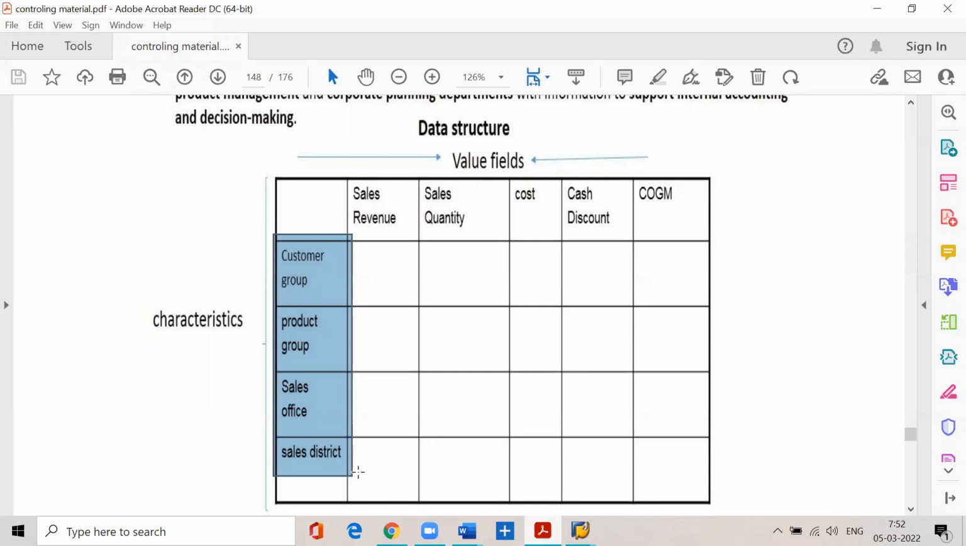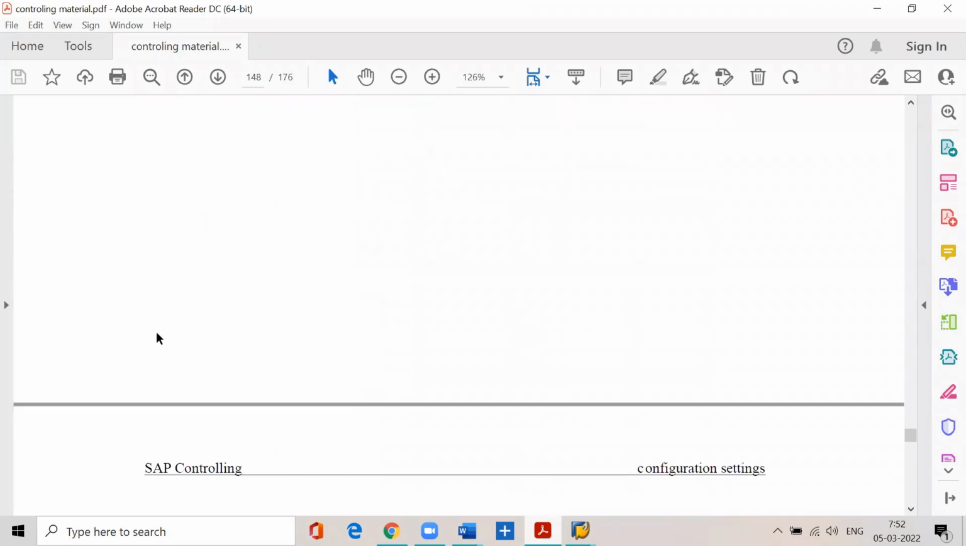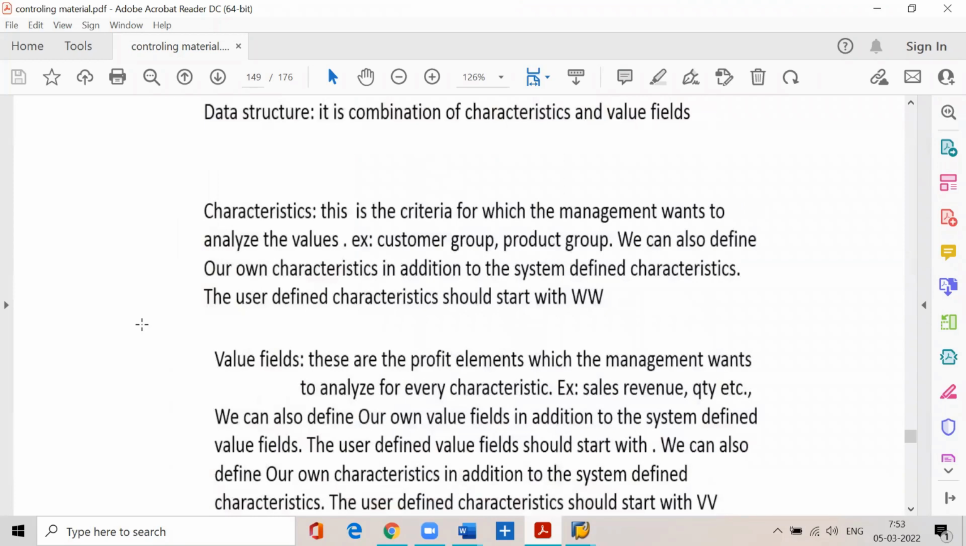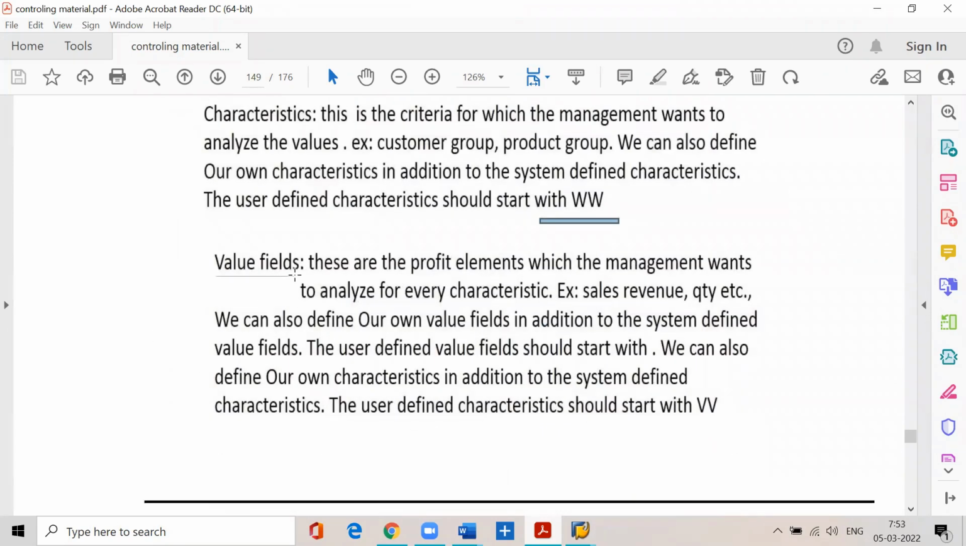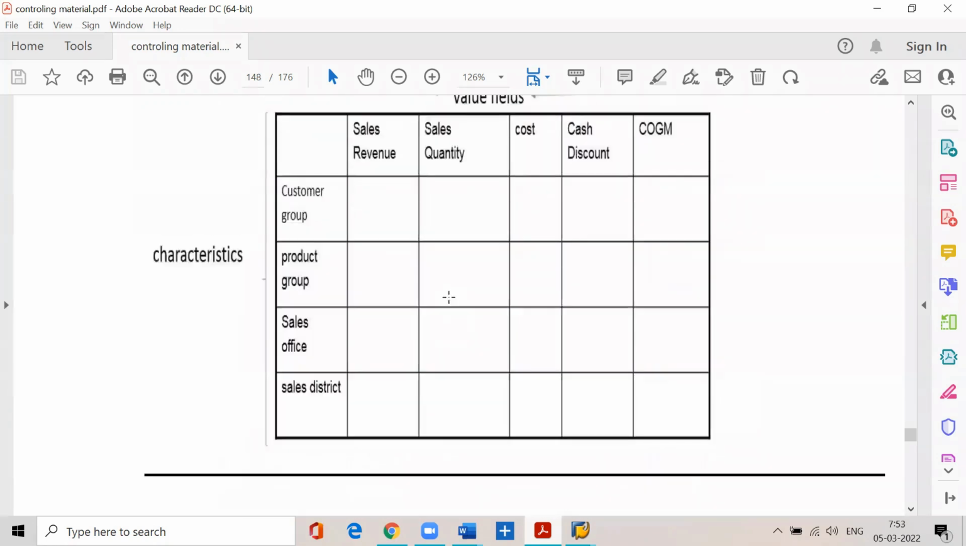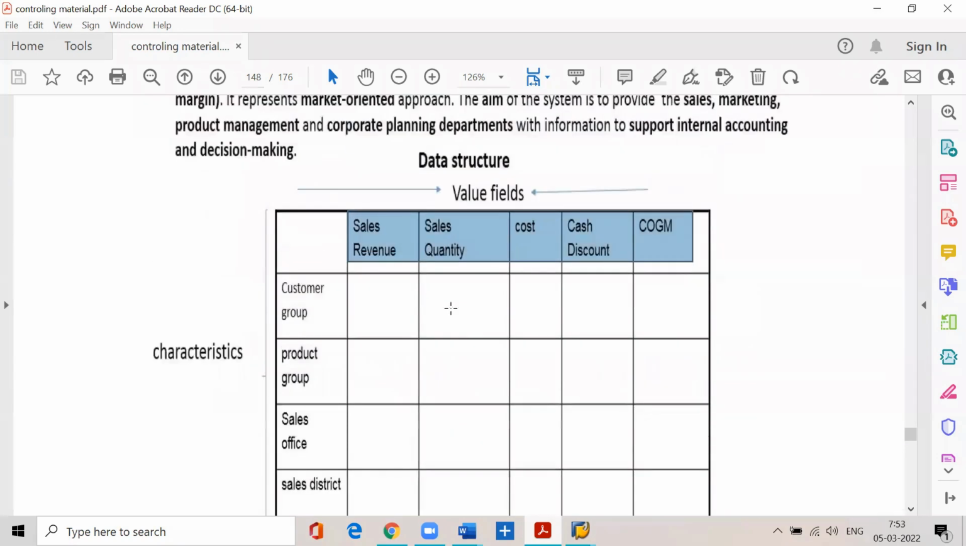We means consultants. The consultants can also define their own characteristics according to client reporting requirements. But the user-defined characteristics should start with WW. Then value fields. These are the profit elements which management wants to analyze for every characteristic. Example, sales revenue, quantity, etc. For this characteristic, the management wants to analyze these values.